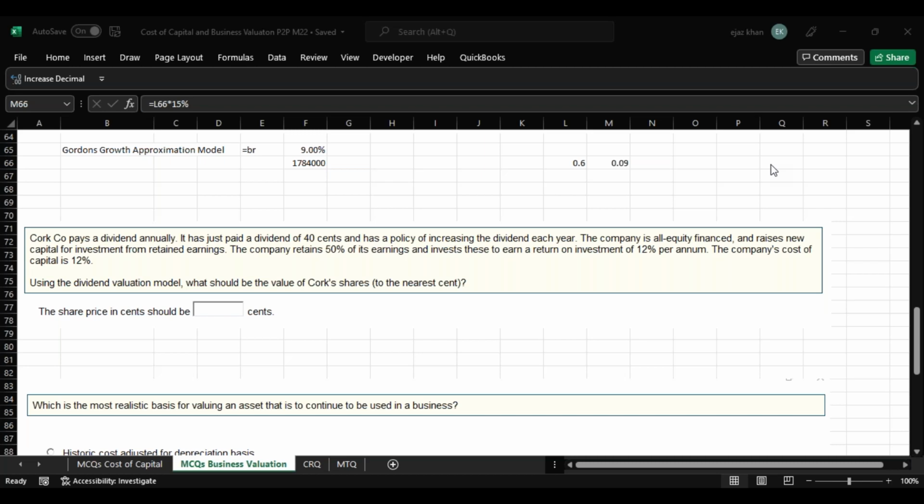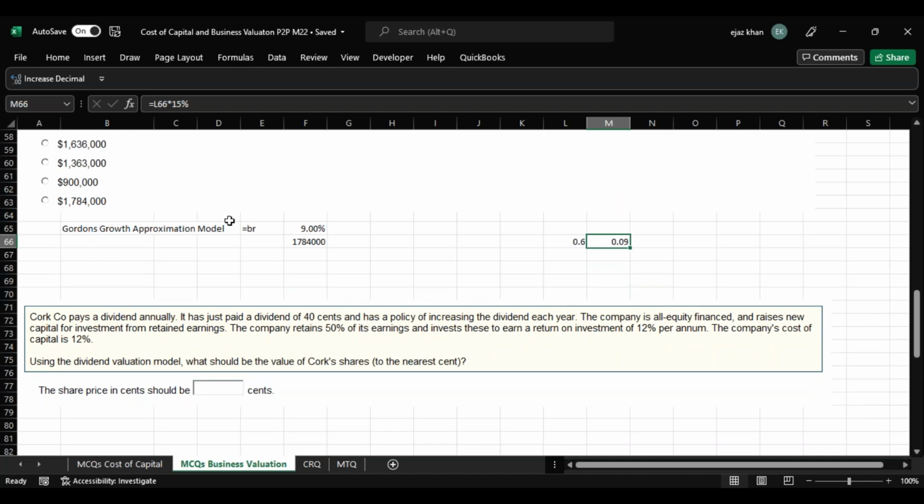Yes, this has been rounded off because if you look at the answers, all of these figures are in thousands.